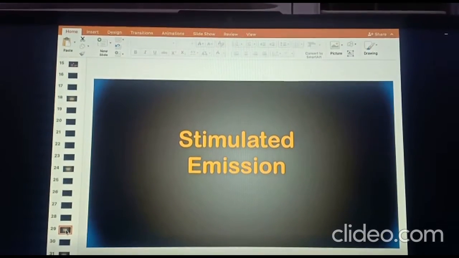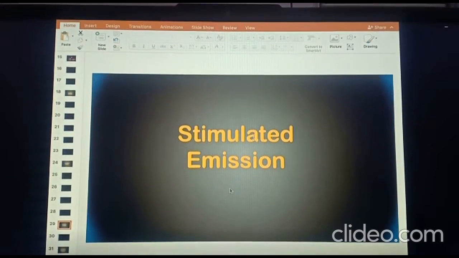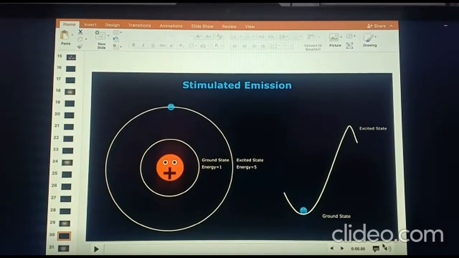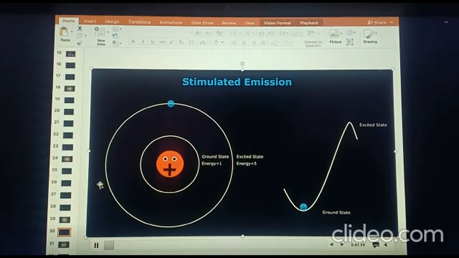So guys, now we are moving to stimulated emission, the third one, the last step to get a laser. Okay, so how does it work? Let's see. Stimulated emission means that we have to use a stimulus.